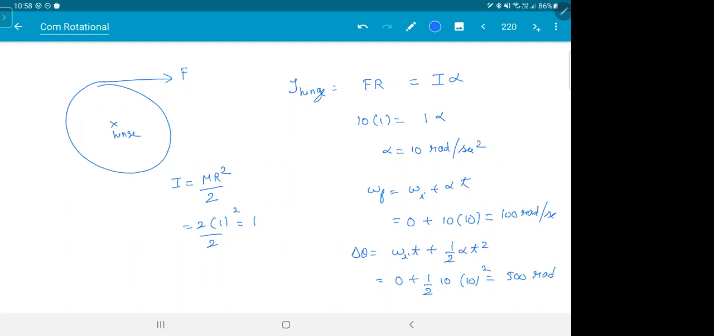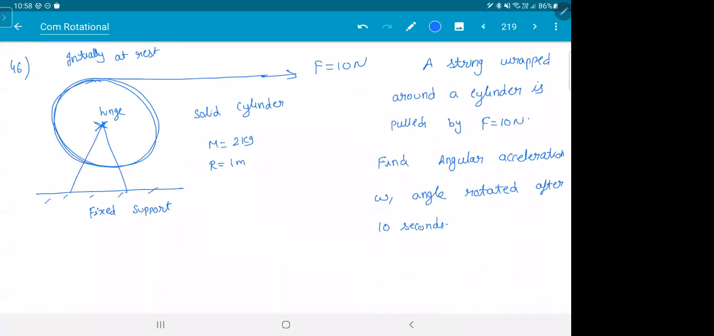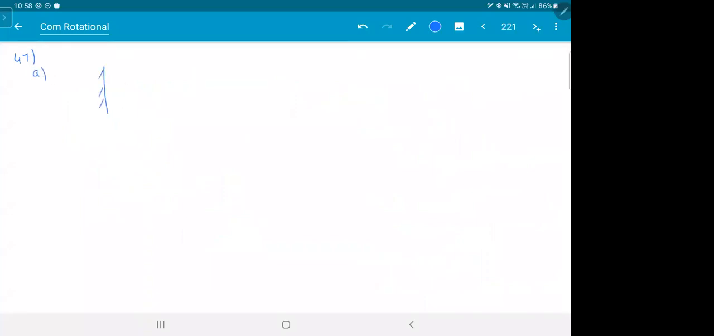Clear with this? Next one. This is a little more complicated. So I'll show you one. Next one you can try. And if you see, we have done this thing actually.